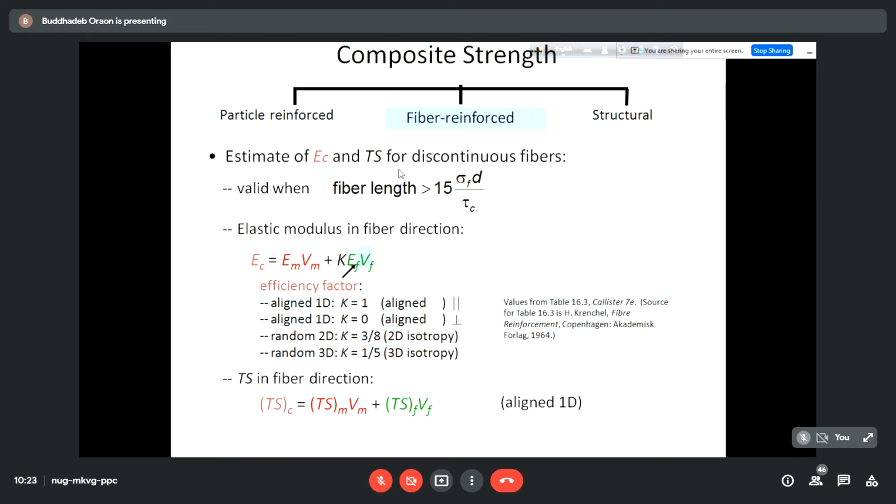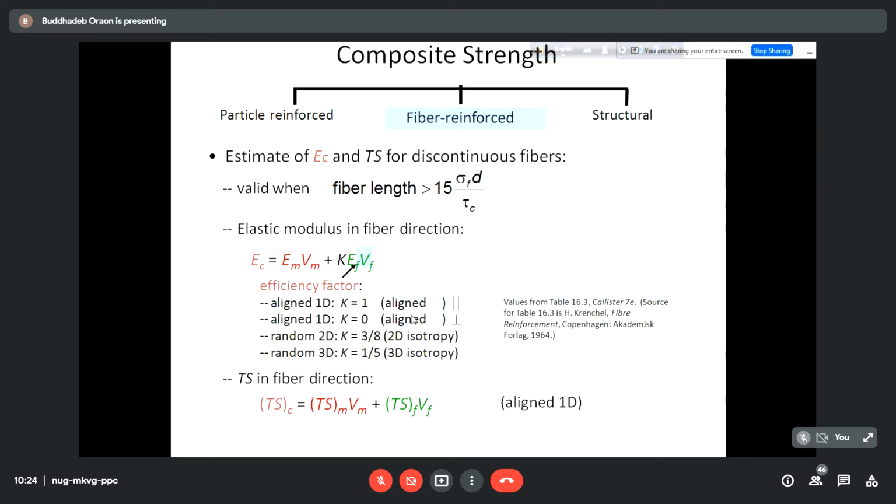I think this is wrongly written. This will be for continuous fiber, whatever we have discussed for continuous fiber. Continuous fiber means the fiber length is greater than 15 times this. So this is continuous fiber. Whatever expressions we have derived for longitudinal and transverse loading will be applicable for continuous fiber.